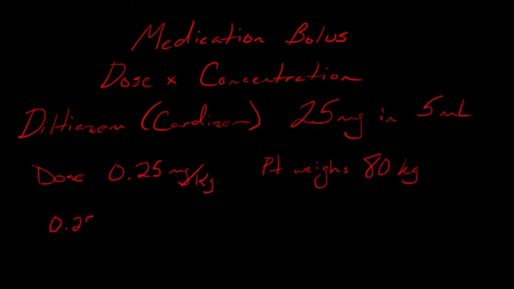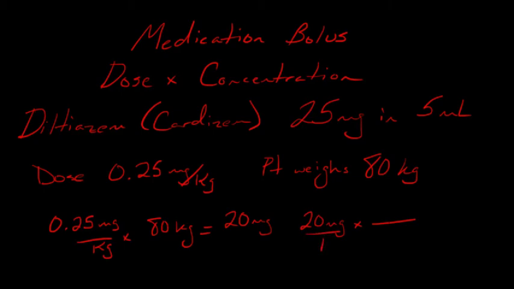So 0.25 milligrams per kilogram times 80 kilograms is going to give us a dose of 20 milligrams that we're going to want to administer to this patient. So 20 milligrams over 1 to make it a fraction. Dose times concentration, and the concentration we're going to set up in this example is 5 milliliters over 25 milligrams. Multiplying across the top and bottom after canceling out our milligrams is going to give us 100 over 25, which is 4 milliliters of fluid.